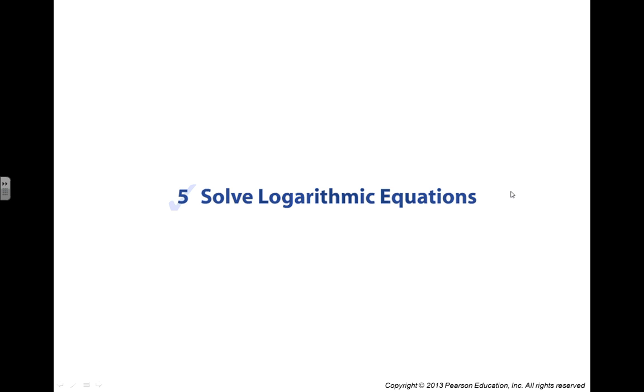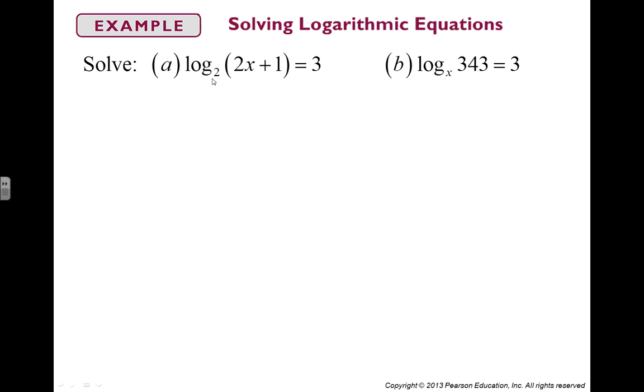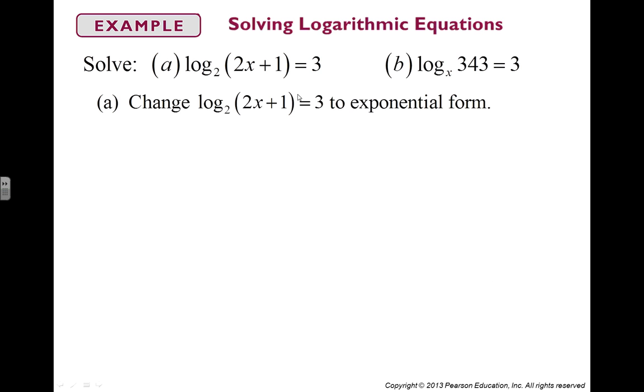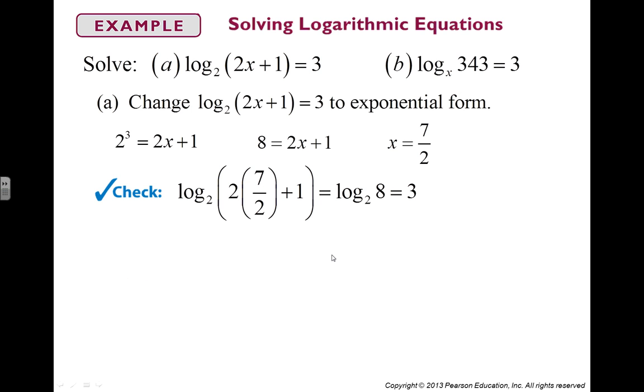Okay. Let's solve logarithmic equations. If I have log base 2 of 2x plus 1 equals 3, I'm going to rewrite that as 2 to the 3 equals 2x plus 1, which is 8 equals 2x plus 1. Subtract 1 from both sides, divide by 2, and I get x equals 7/2. All right, for b, my base is x, my exponent is 3, and that equals 343. Let's check this out.